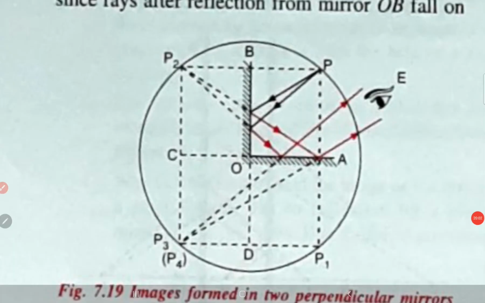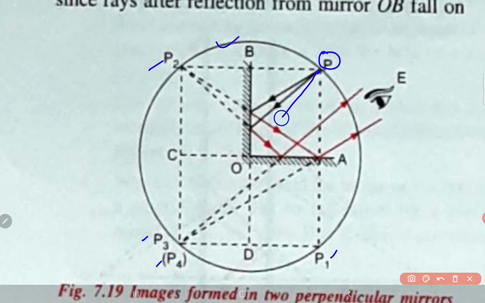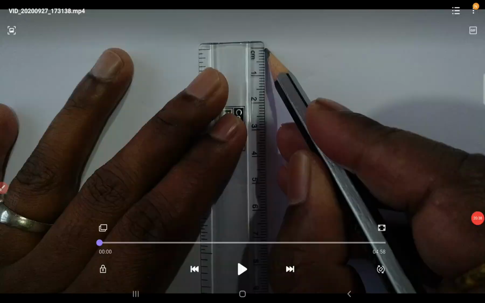As you can see, all the images, that is P1, P2, P3, P4, and the object all lie on the circumference of a circle, such that the radius of the circle is the distance between the object and the point of intersection of these mirrors. I hope you have understood this particular diagram, how the reflection takes place. Now let us try to understand how to draw this particular diagram. Let us begin.